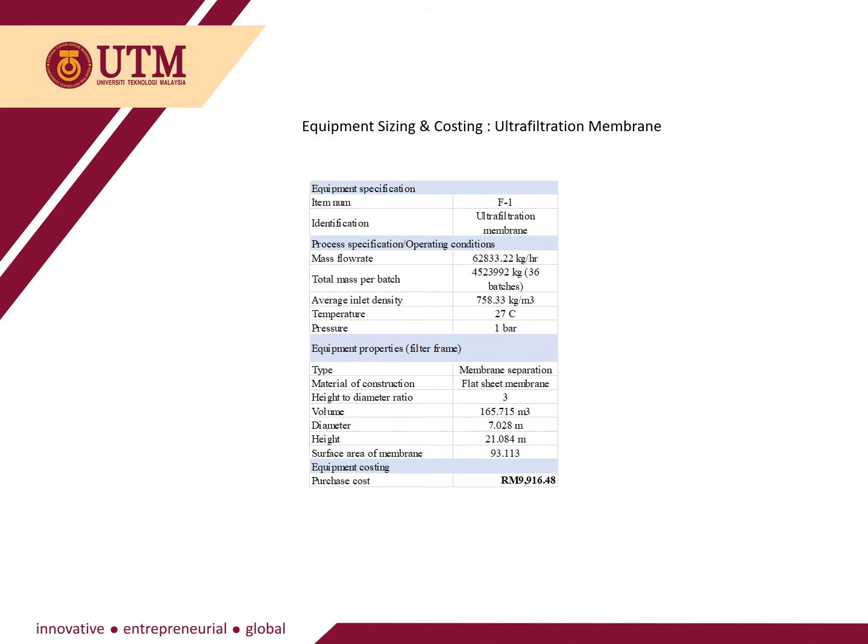Then we have our ultrafiltration membrane. The purpose of this ultrafiltration membrane is to remove ash and dye from molasses. So we have the mass flow rate, the density, the total mass per batch, and the material of construction, which is a flat sheet membrane. This is the sizing and then the costing for the ultrafiltration membrane.